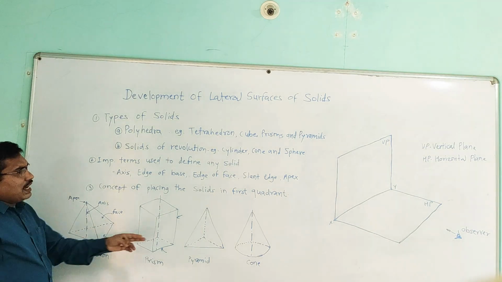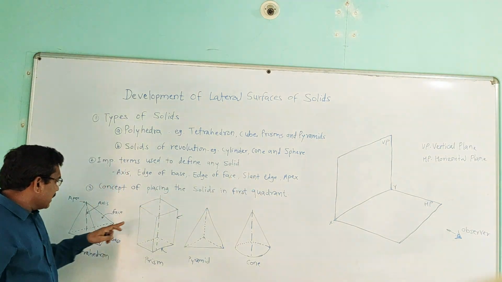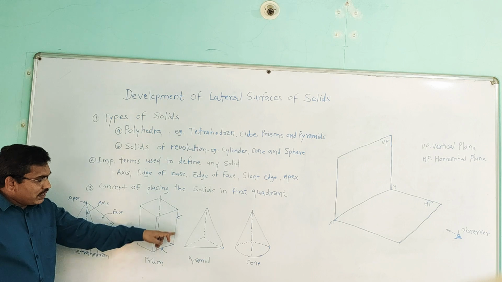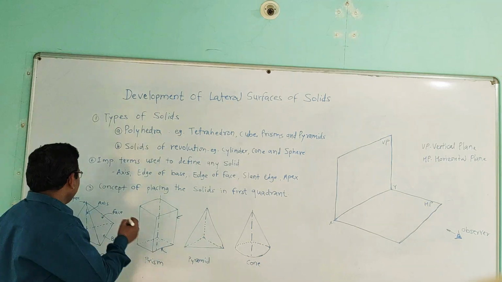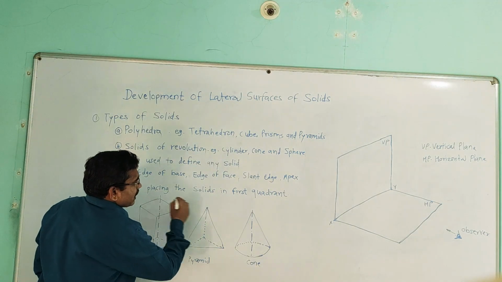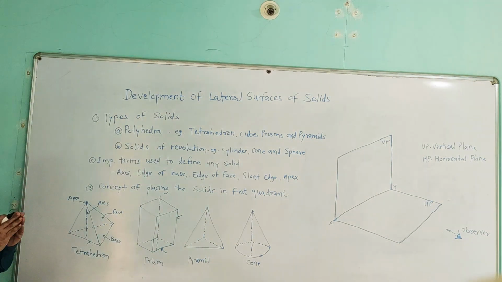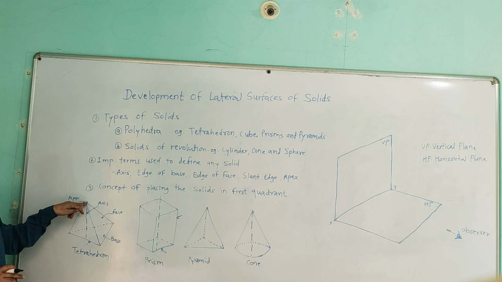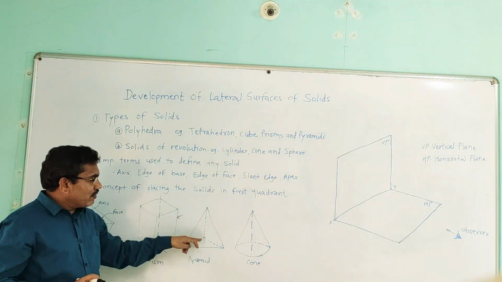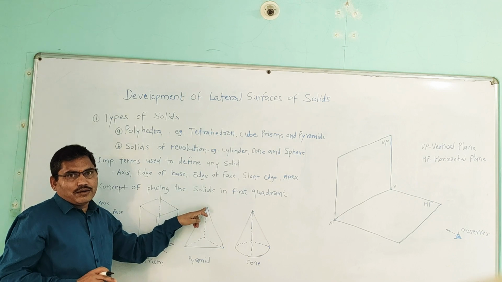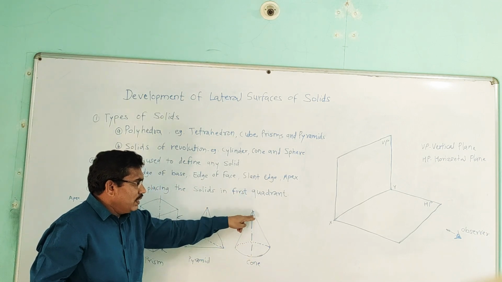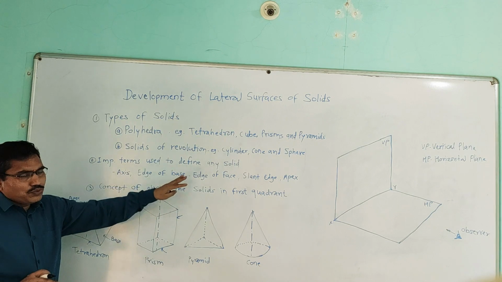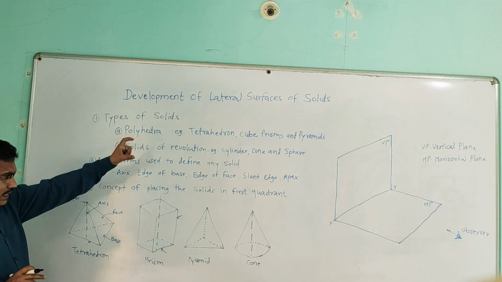Now this edge may be a vertical edge or it may be an inclined edge. When that edge is inclined, it is called a slant edge. Here in the case of the tetrahedron, this edge is called a slant edge. Here is the vertical edge of face, and the apex. This point is called the apex. It is the point where the inclined faces meet; here the three triangular surfaces meet at this point, called the apex. Here all the generators of the cone meet at this point, so this point is called the apex. So these terms are used to define any solid in this unit.